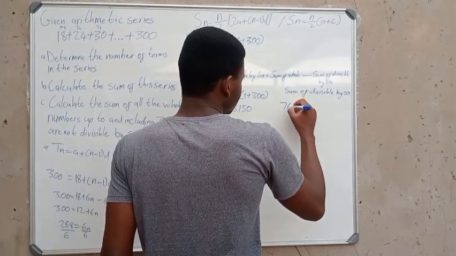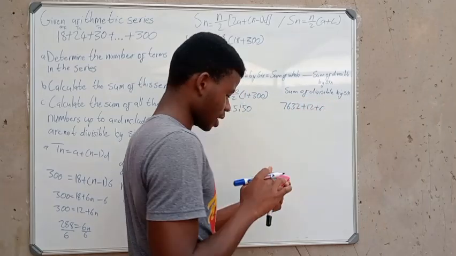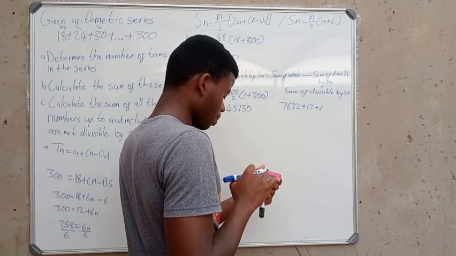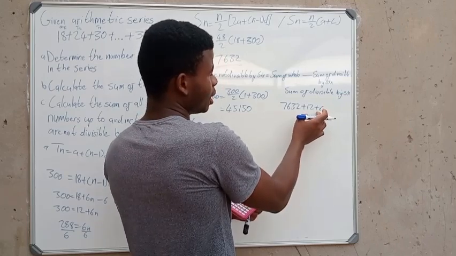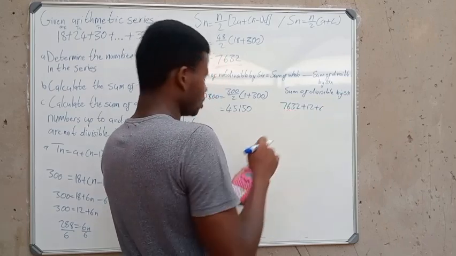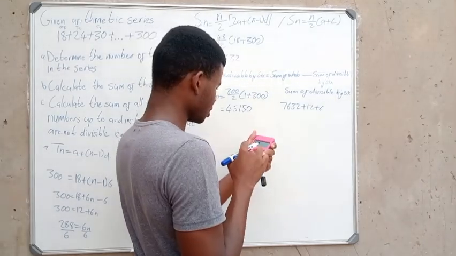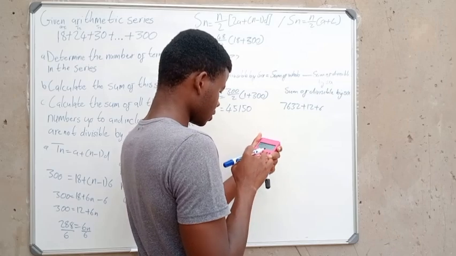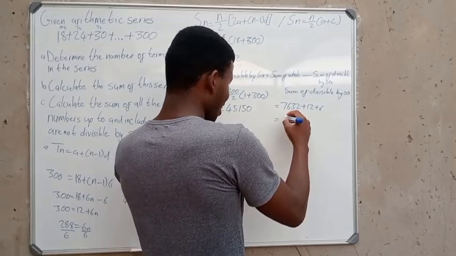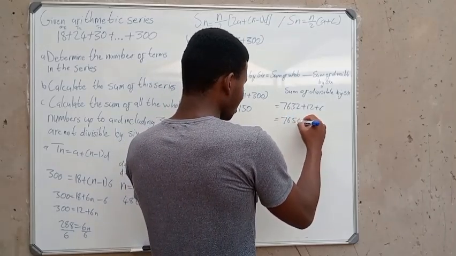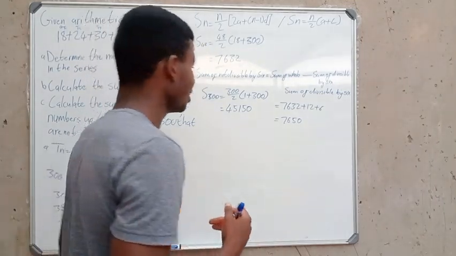So we have 7,632 plus 12 plus 6. Let me do it by head. This is going to be 7,650. Hey, somebody say that I am a working calculator, guys. You have to be like that, especially if you are running on a low budget.